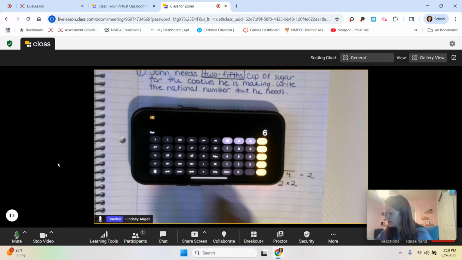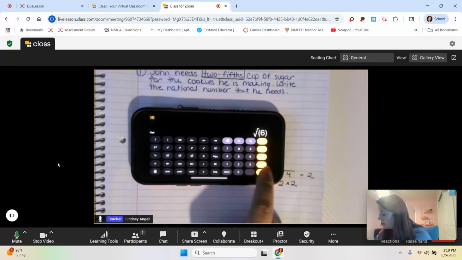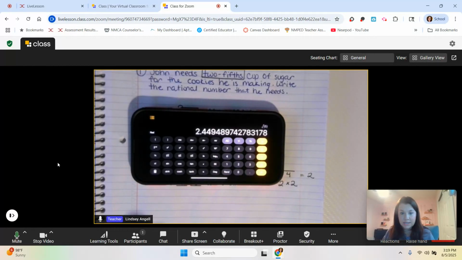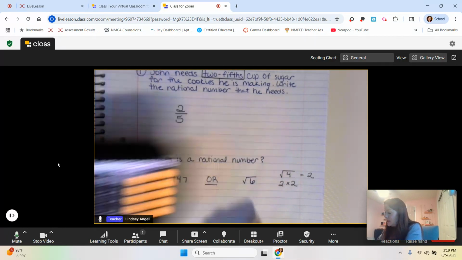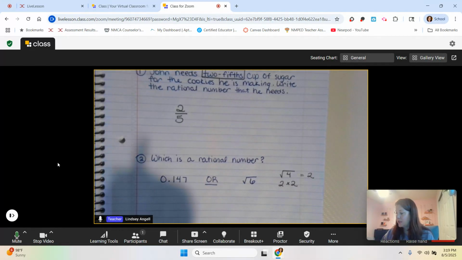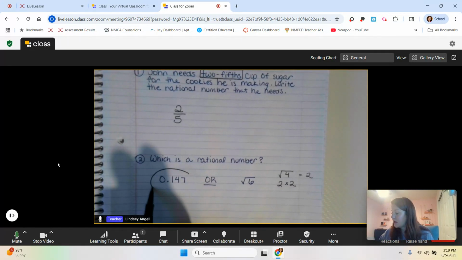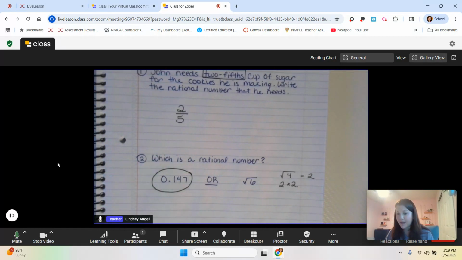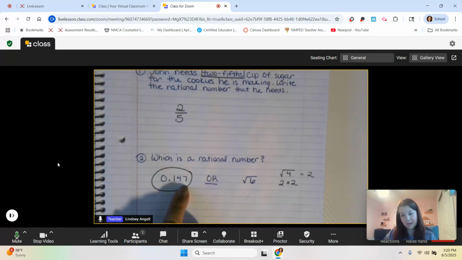But so I'm going to put in the 6 and I'm going to find the square root of it. Oh my goodness, that just goes on forever and ever, and there's no pattern to it, right? So what that tells me is that this is actually an irrational number, okay? This one right here is the rational number because it ends, right? Remember, it has to end or it has to terminate, okay?